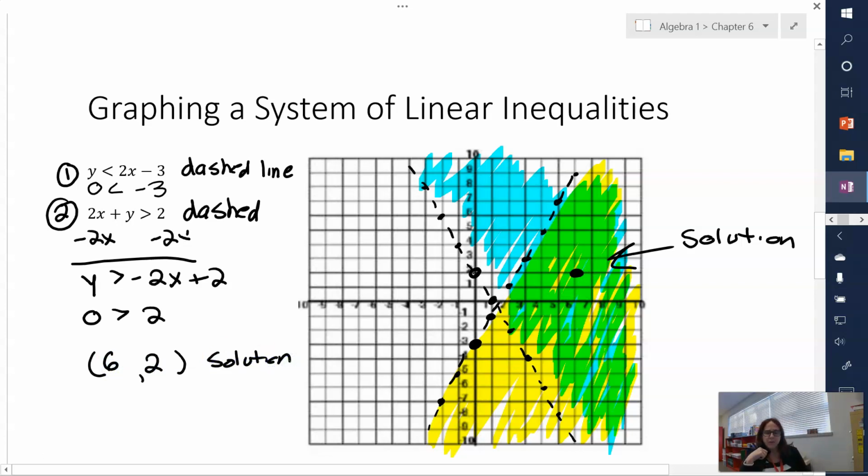I might also ask you for something that's not a solution. I can pick any point that's not in the green area. So how about this one? That's our point -3, 2.